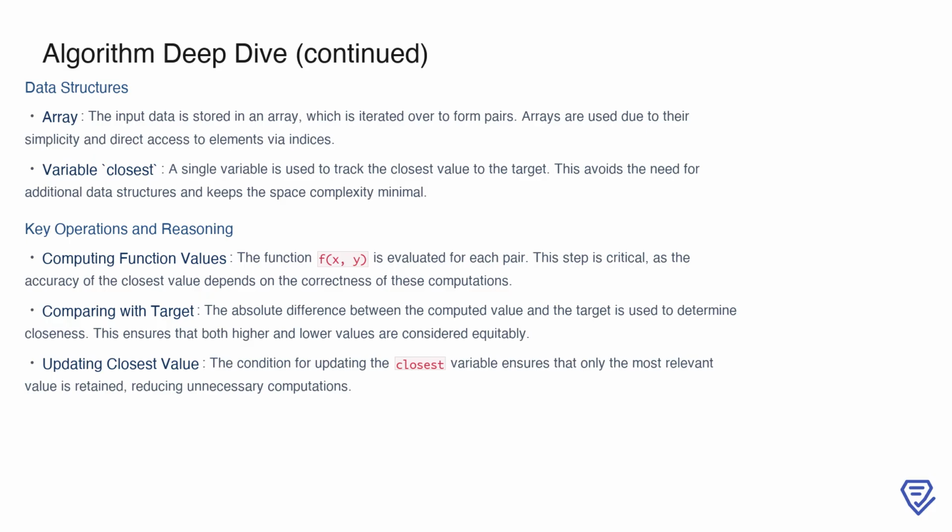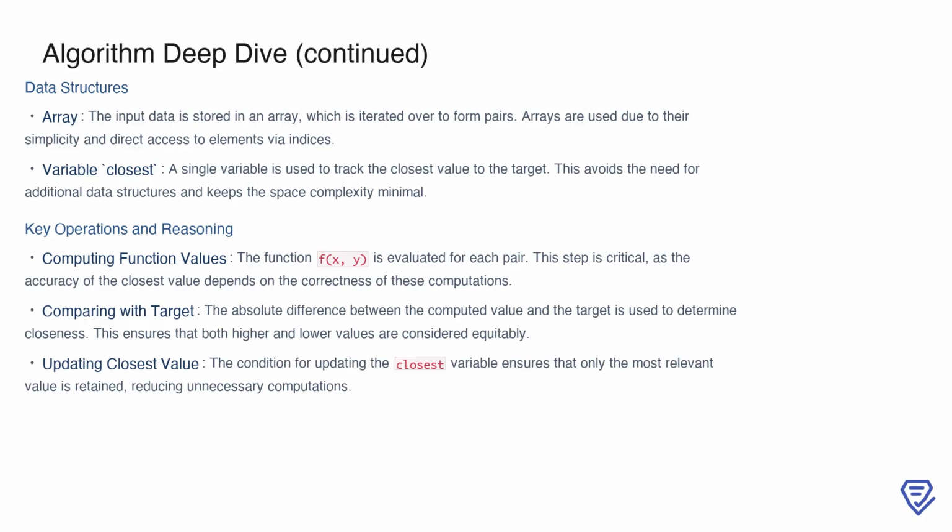Arrays are ideal here because they allow direct access to elements using indices, and this simplicity aligns well with the nested loop iteration. Additionally, we use a single variable, closest, to track the value that is nearest to the target throughout the computation. This choice minimizes space usage, keeping the overall space complexity at O(1).